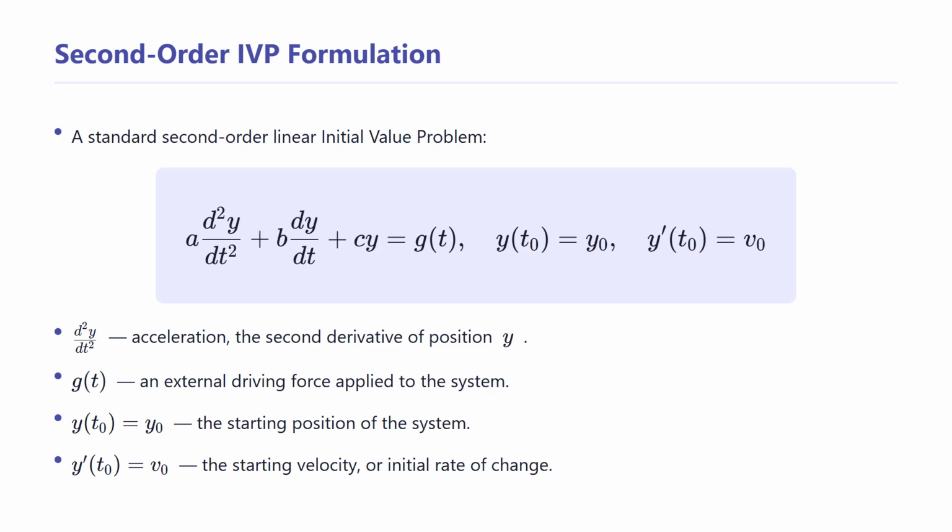Notice we now have two conditions at time t0. The first condition, y of t0, is the starting position. The second condition, y prime of t0, is the starting velocity. Both are required to lock down the two integration constants.